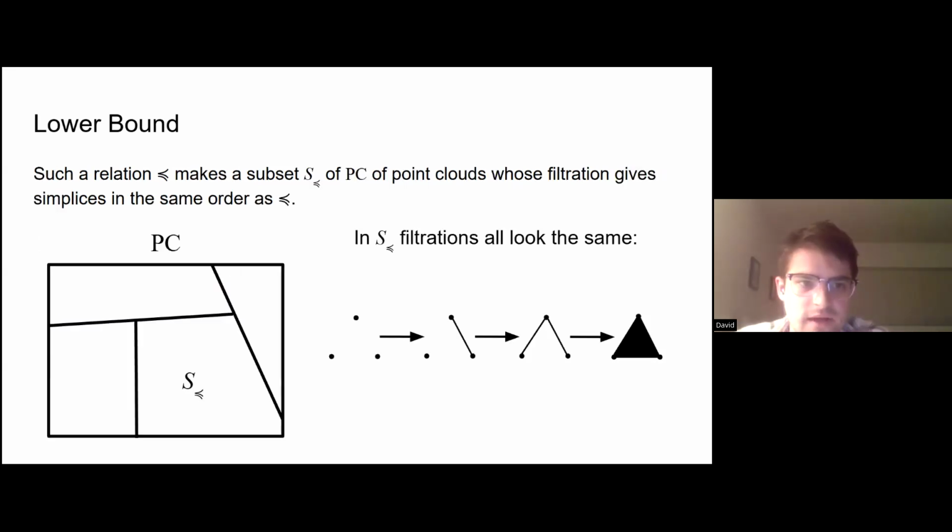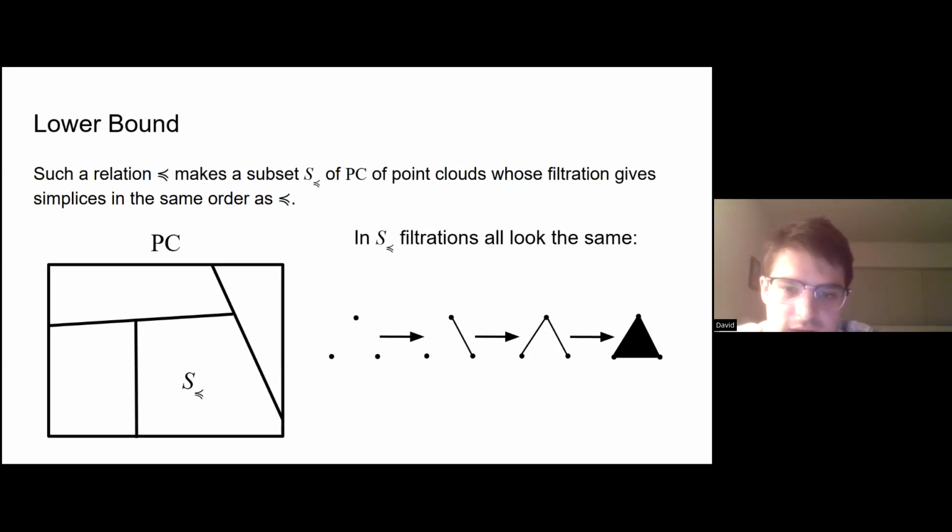Okay, so it turns out that by picking such a relation, you actually carve out a subset of point cloud space. The special set S is given by all of the different point clouds where, when I do my either Čech or Vietoris-Rips construction, depending on which one I'm looking at the moment, all of the point clouds whose, say, Čech complex is appearing in the prescribed order.